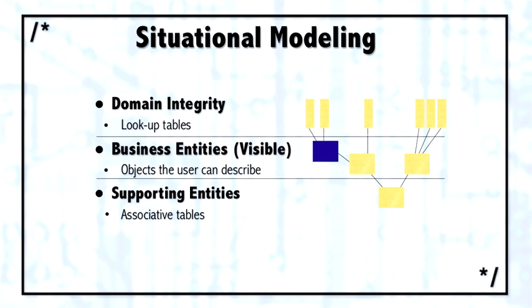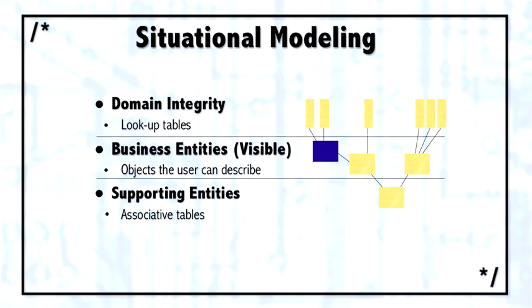Then the third area would be the supporting entities. The supporting tables create the physical associative table that helps materialize or actually physically create the logical many-to-many relationship between 2 business entities. Earlier we saw an associative table add members to groups so that many members could be in many groups and each group could have many members. The advantage of situational modeling is that you can look at each one of these 3 different areas and decide how you want to create the physical keys based upon which area.